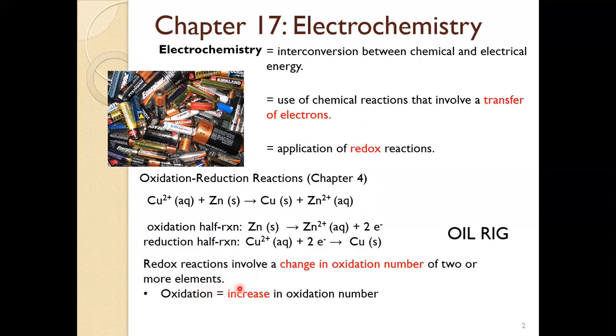So oxidation means we have an increase in oxidation number, whereas reduction means there's a decrease in oxidation number. So if we're able to, for any given reaction, determine the oxidation number of the atoms on the reactant side and product side, whichever atom's oxidation number has increased, we say has been oxidized. Whichever atom's oxidation number has decreased, we say has been reduced.